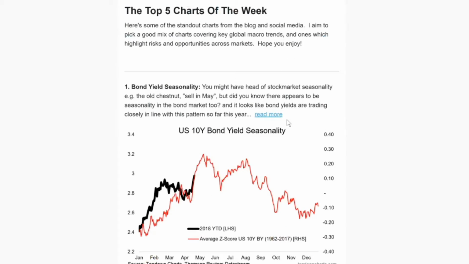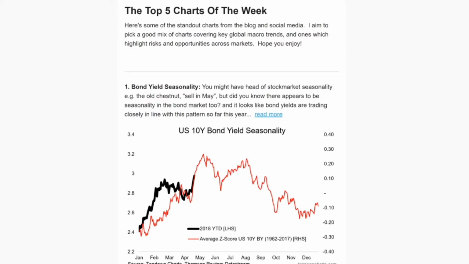So starting off with number 1, bond yield seasonality. So you probably heard that term, that sort of market aphorism or axiom or rule of thumb: sell in May and go away. And the rest of the phrase is that you should come back in October because that's when the positive seasonality kicks back in. And that really just speaks to the seasonal patterns that you tend to see in the stock market, which tends to be quite positive in the early part of the year and negative in the later part of the year. I'll probably actually put a poster on that either tomorrow or on Saturday.